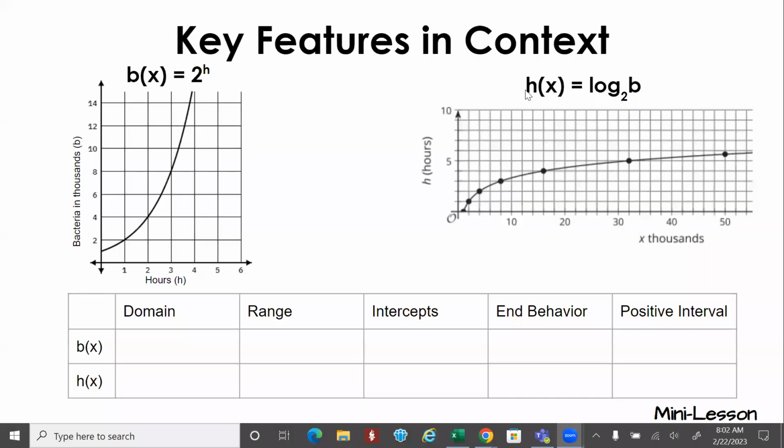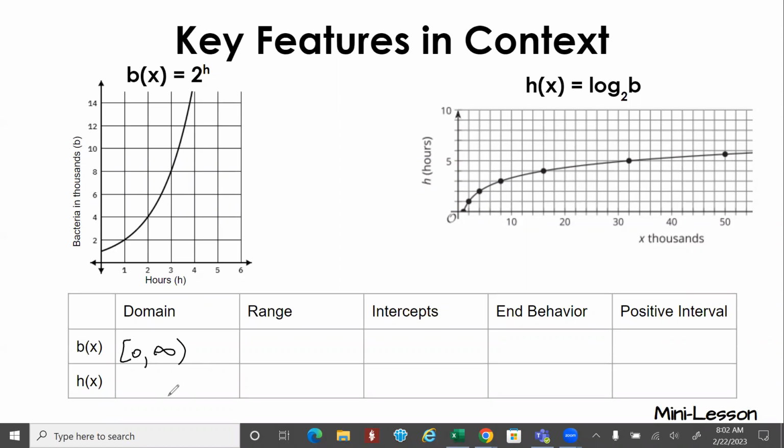This is very much different from what we learned earlier about the key features. Since we are listing them in context, remember, we can't have negative numbers, we can't have negative bacteria. So for domain, on this first one, we're talking about the graph on the left. The domain is going to start from 0, that's our x value, and we're going to go all the way to positive infinity. Or we could say, since this graph only tells us about the 4, we could say that. But we can list positive infinity because we know that time is continuing on.